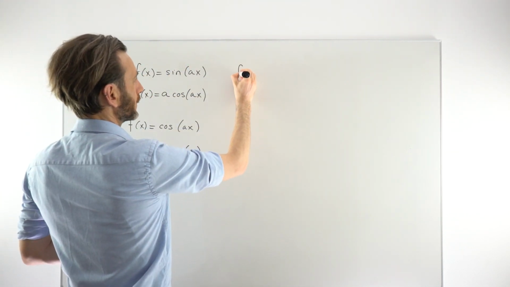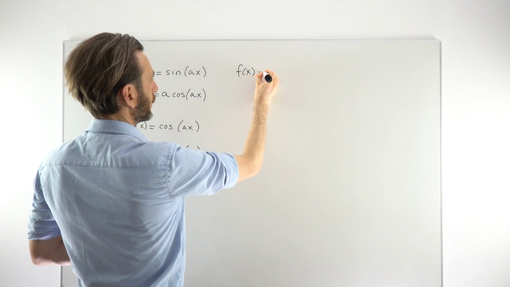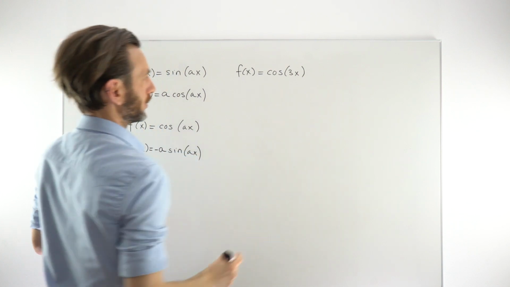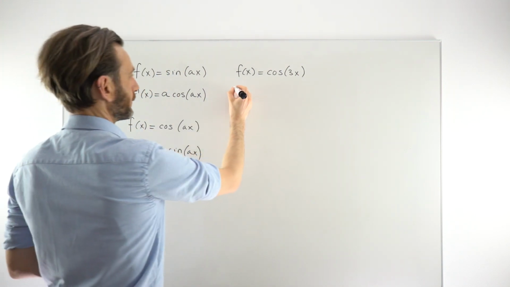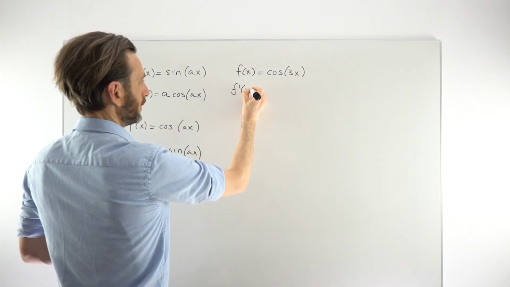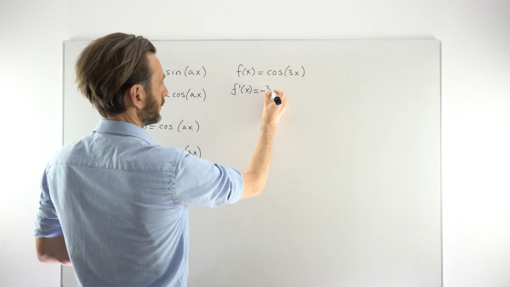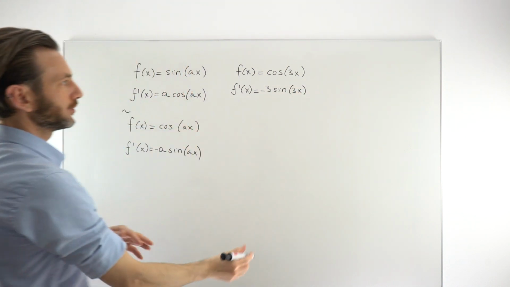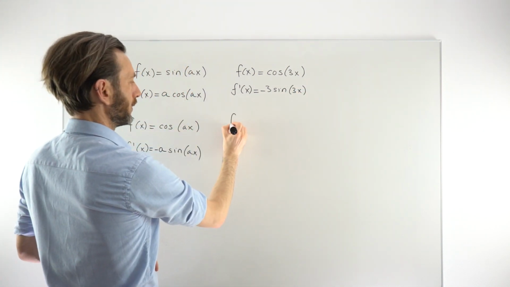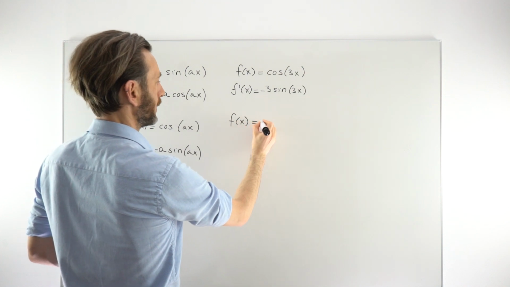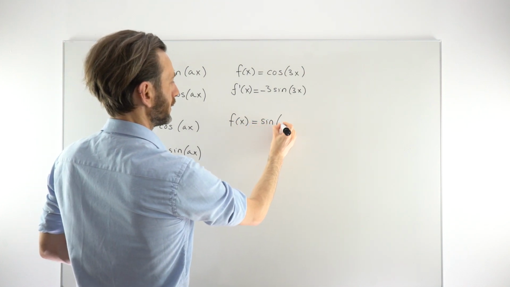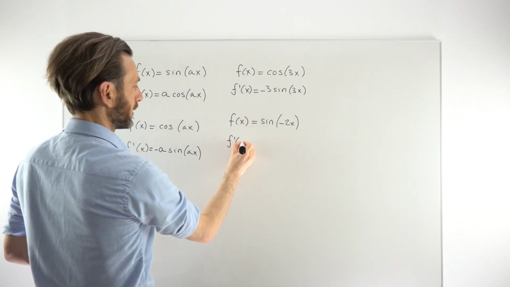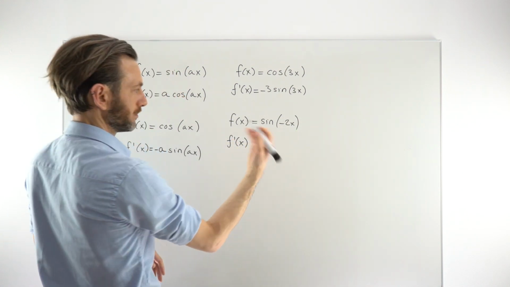We'll start with something fairly straightforward. If your function was cos 3x, all you're going to do there is say, cos becomes negative sine. So my derivative becomes negative 3 sine 3x. That's all you have to do. Let's take a look at another one. Let's say we've got a sine function, sine of minus 2x. Then just the same process again, the derivative of minus 2x is minus 2.